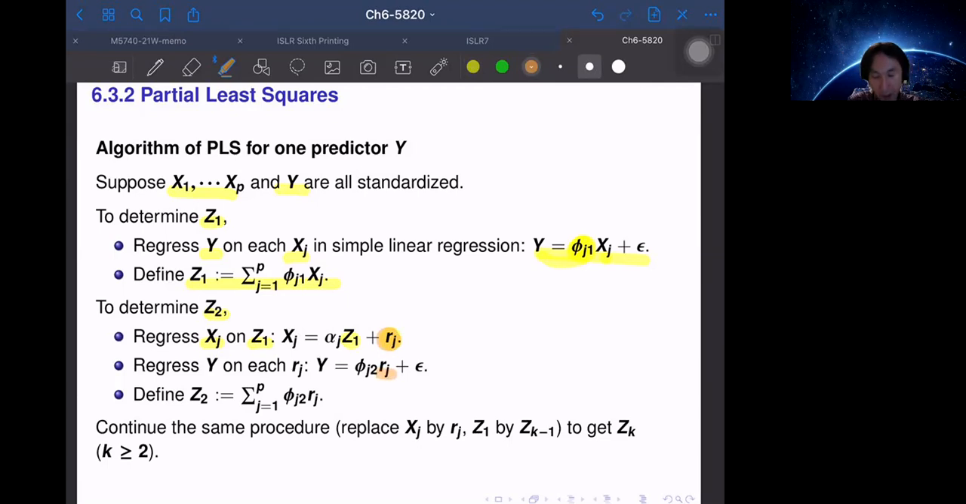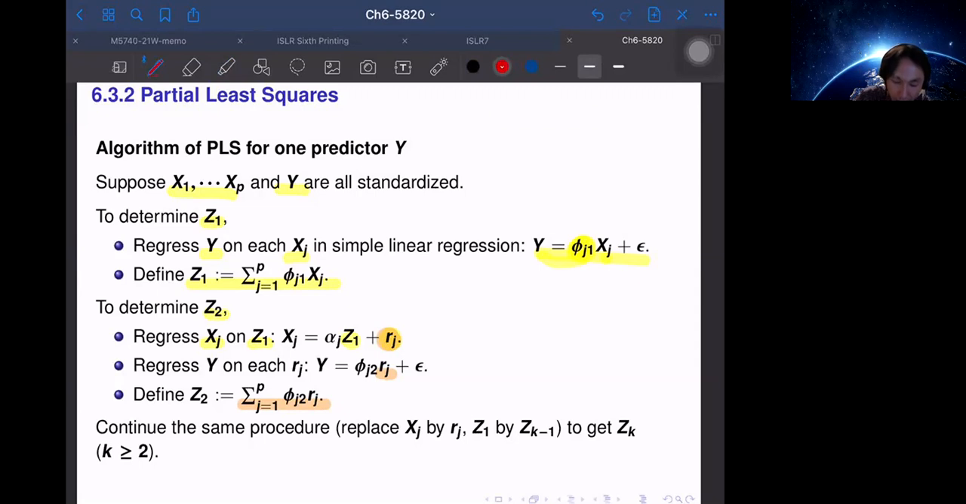We have already decided to use z1. So the next important information is basically a linear combination of the rj. In this way we can get the second most important information. Okay.